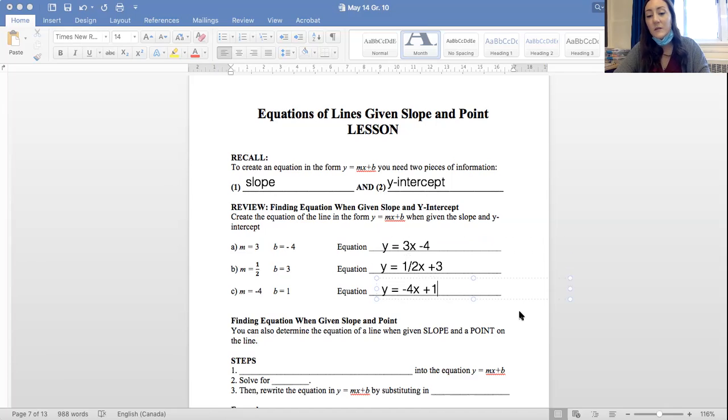Okay, but sometimes we aren't given that y-intercept, we're just given any random point that's on the line. And so we want to be able to put it into that equation without having to graph it. And so that's what we're going to learn about today. There are two separate lessons on it. So I'm going to clear this and I'm going to give you the steps that go along with it.